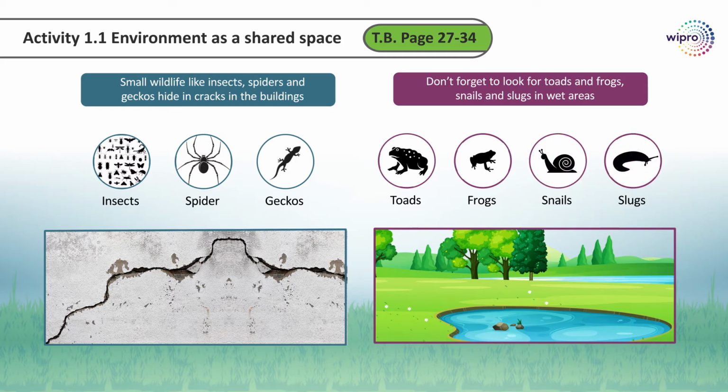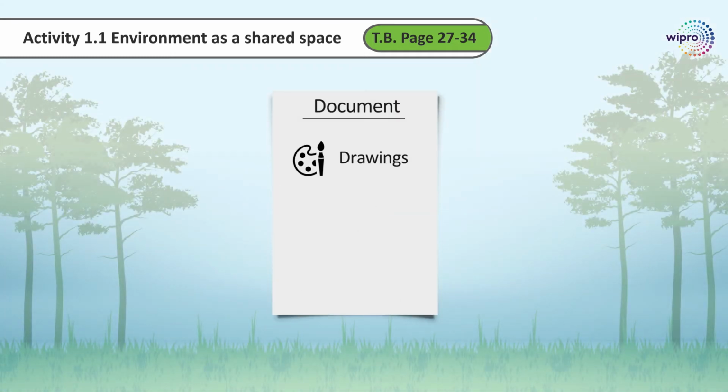When you spot an animal, make observations. Ask questions: why, how, what, and make connections. Document the animal you saw through drawings, words, or numbers.